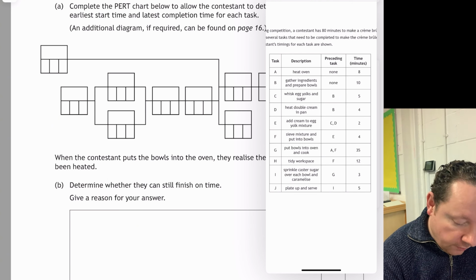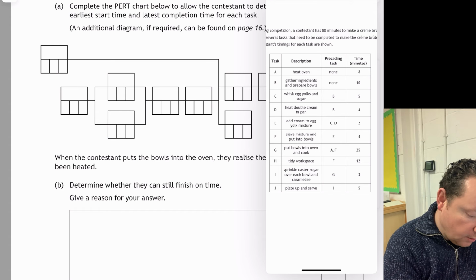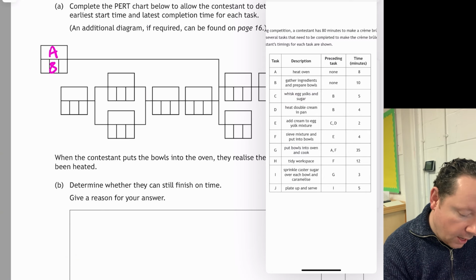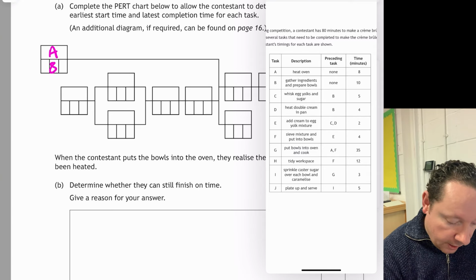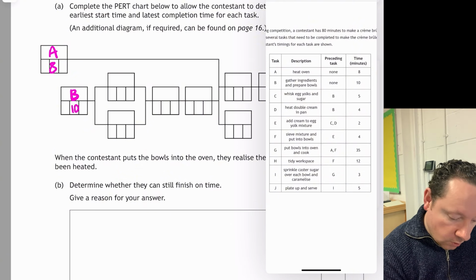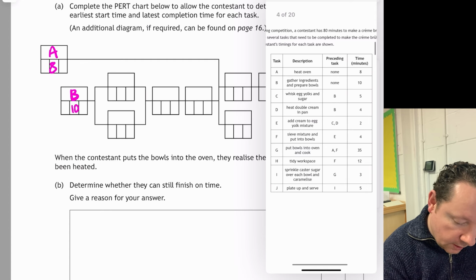First thing we need to do is heat the oven, that's A. So let's write down A, maybe in here, and that takes 8 minutes. And then at the same time as that's happening, we need to gather ingredients and prepare the bowls, that's B. And that takes 10 minutes. Okay, so we've done these, I'll just make a little note for myself.